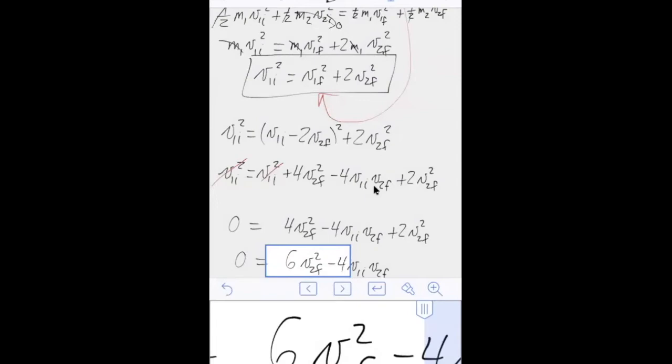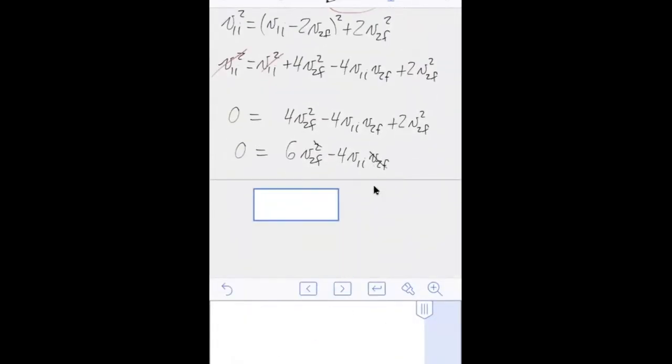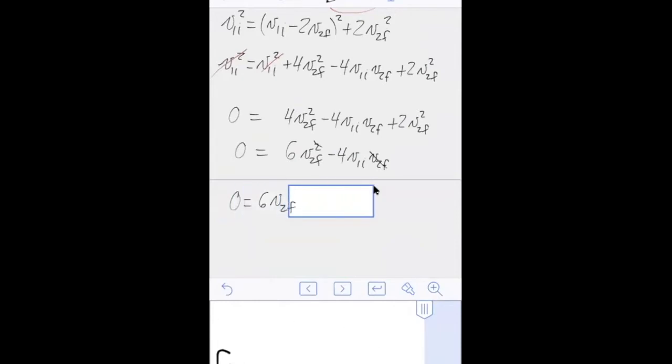Okay, now step back again. And what I see is there's a v2f in each term on this, and the other side is 0. So if I just divide both sides by v2f, then I can partially cancel that out. So that squared, one factor of it goes away in the first term, and then there's only one factor in the second term. So that finally gives me 0 is equal to 6 v2f minus 4 v1i.